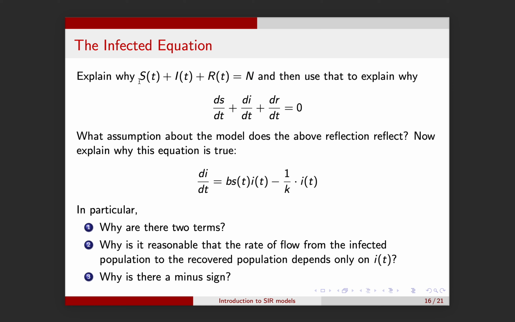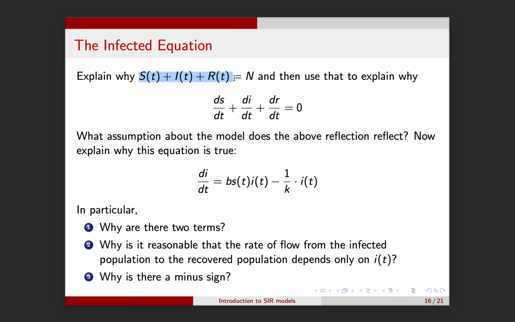Okay. So why do you get something like this? You can differentiate this entire thing if you want to. Put a prime there, prime there, prime there, prime there. Okay, but the derivative of a constant is 0. So ds dt plus di dt plus dr dt is 0.